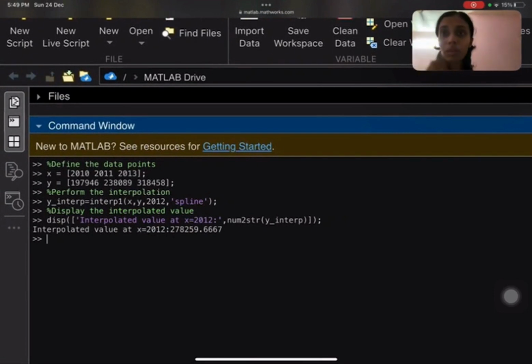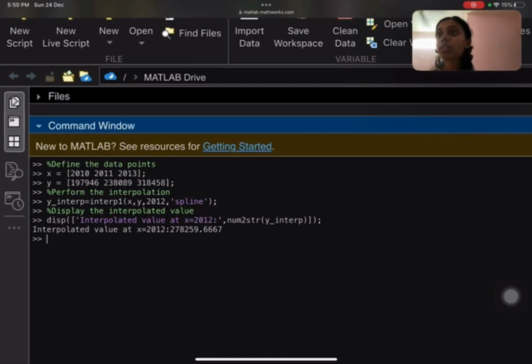So first we have to define the data points. Quadratic approximation involves 3 points, like x is 2010, 2011 and 2013, and y is the corresponding value for each year. Then we have to perform the interpolation: y_interpolation equals interpolate x, y and 2012, because we are going to find the value at 2012. And then it is spline.